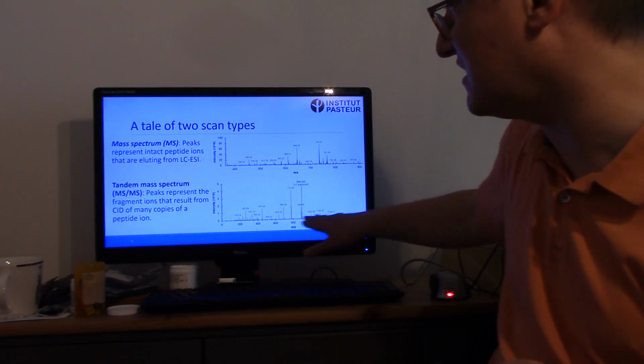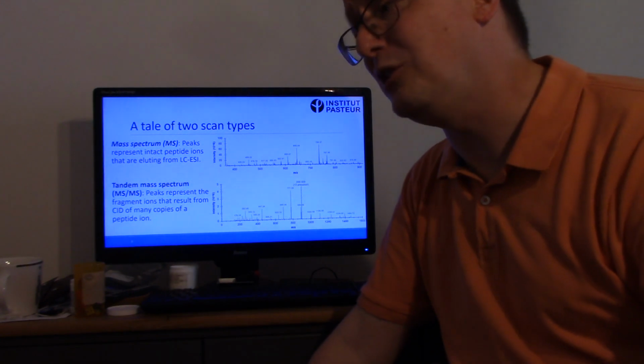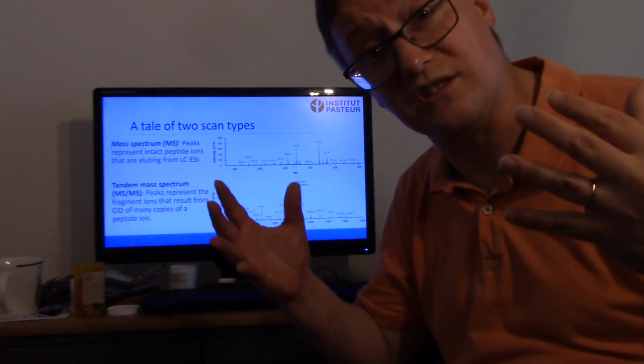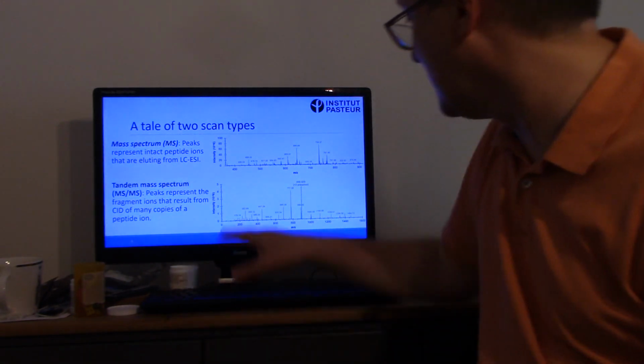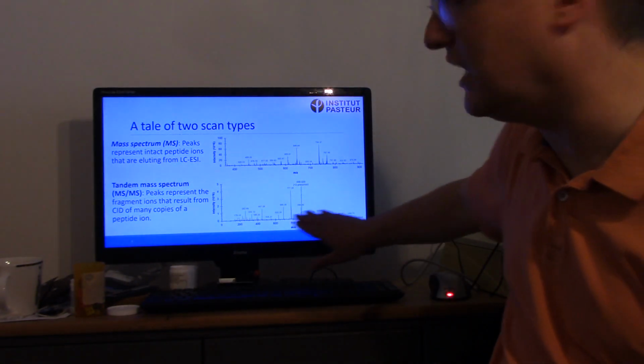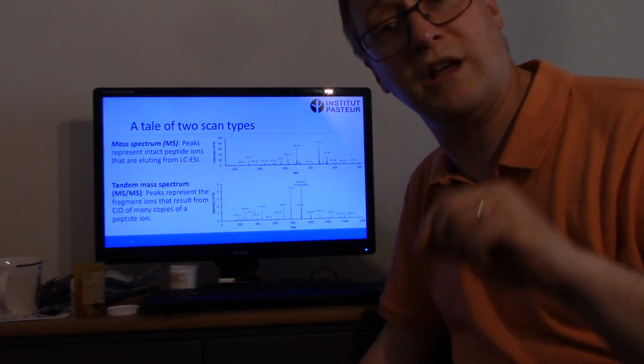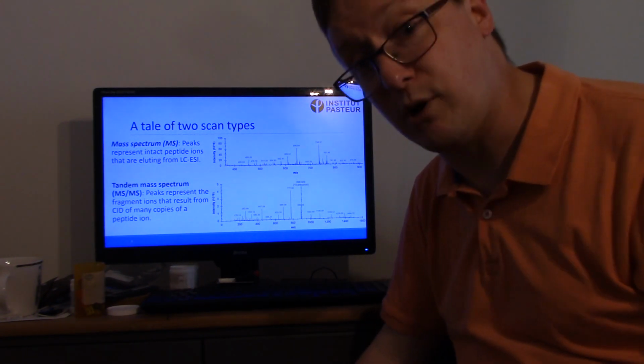So a tandem mass spectrum can be thought of as the song of a dying peptide. We're blowing this peptide apart. These are the fragments that are produced when we do that. So the ions that you see in a tandem mass spectrum do not represent intact peptides, but rather the fragments that result when we blow one apart.